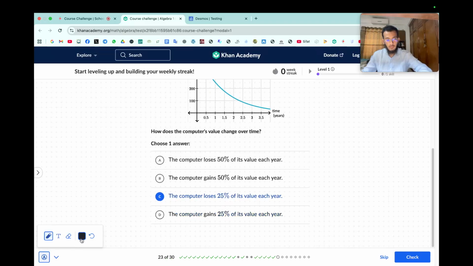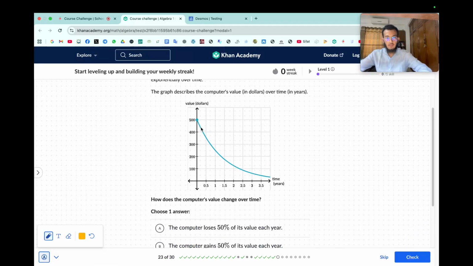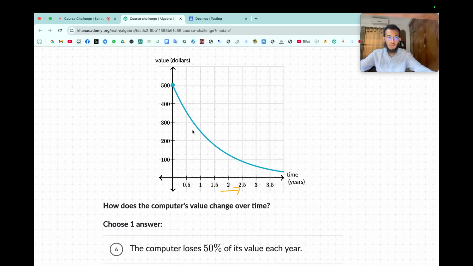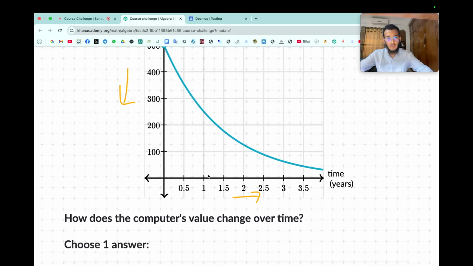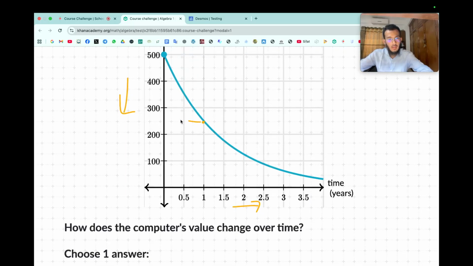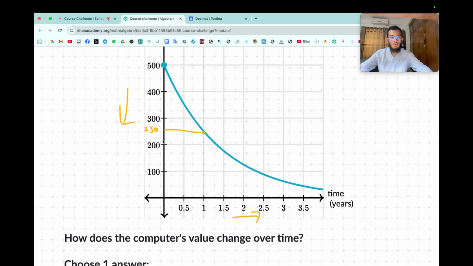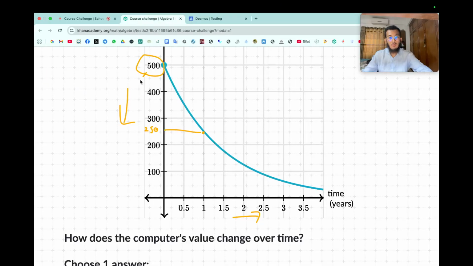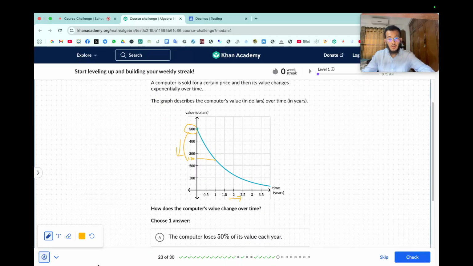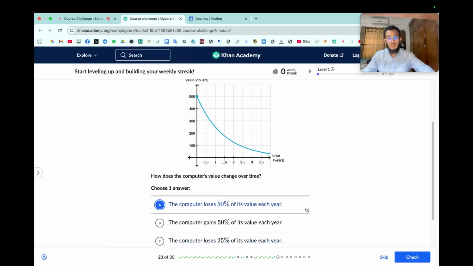If it was gaining, it would have been increasing, but as we go to the right side, the value is decreasing. So we have to find the rate. After 1 year we have a value of 250. It is 50%, because 50% of 500 is 250. As you can see, it became half, from 500 to 250 after just 1 year. So the computer will lose 50% of its value each year.